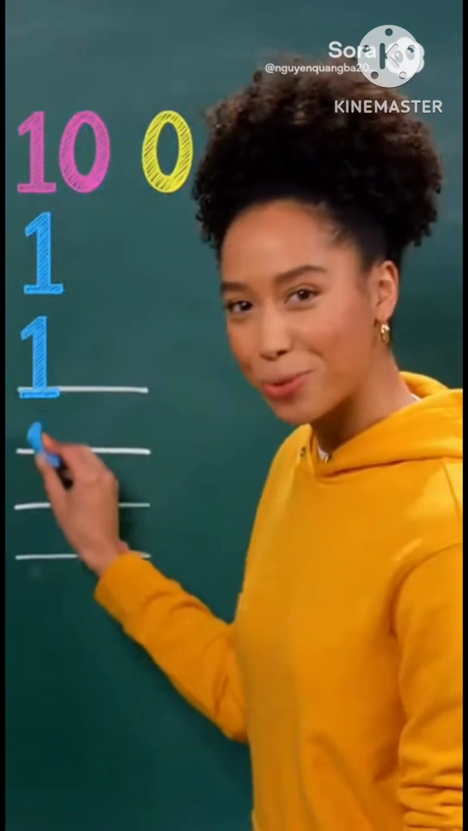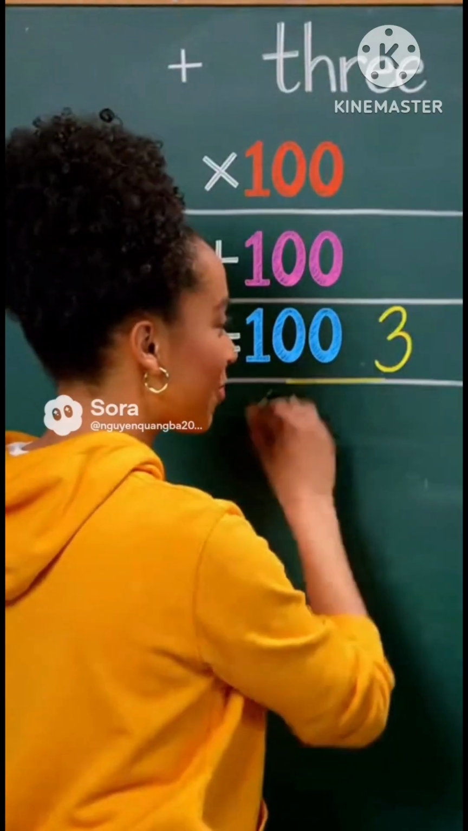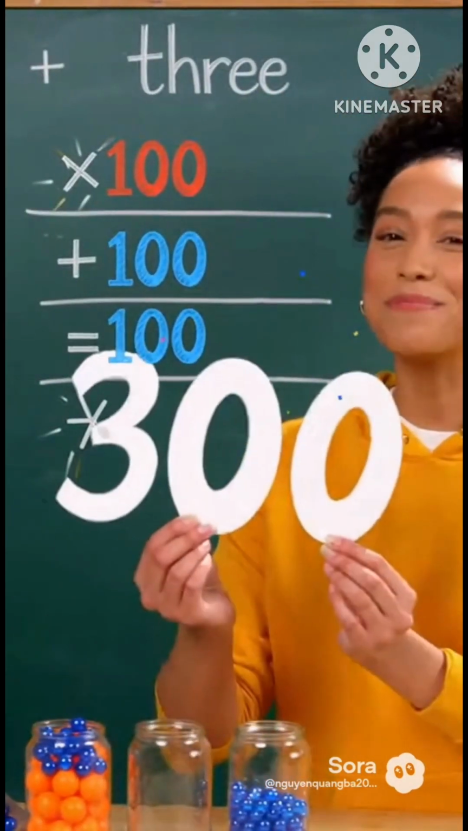Here's a quick way to add 3 times 100. First 100, second 100, and a third. Put them together or think of it as 100 times 3. Either way, it lands on the same total, 300.